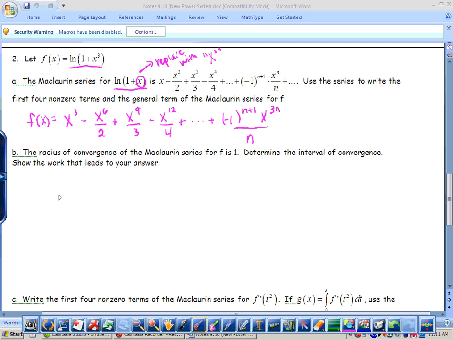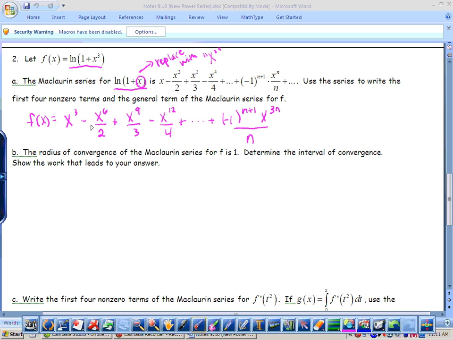All right, part B. The radius of convergence of the Maclaurin series for f is 1. Determine the interval of convergence. Show the work that leads to your answer. On last night's homework, when we were finding the interval of convergence, you basically had to start by doing the ratio test and finding that radius of convergence. But they've pretty much already done that for us. If we know that the radius is 1, all I have to do is figure out where the series is centered and then go 1 in each direction and test my endpoints.